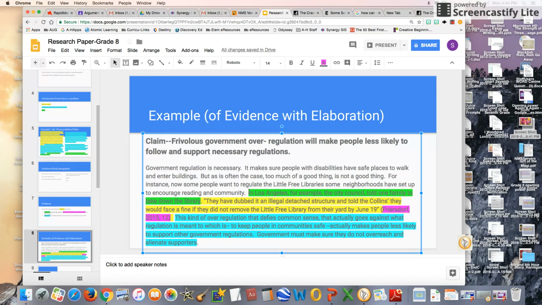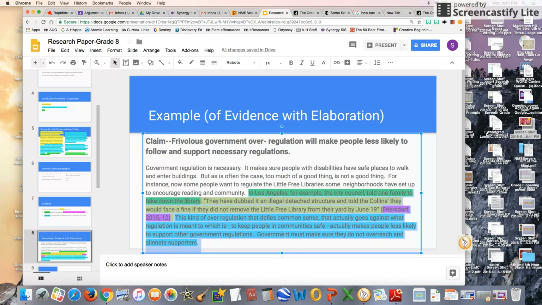Right? Now I've introduced it. I've given the quote, for my evidence, okay, that shows that they are regulating these little libraries. I've got where I got this from. Now I'm just going to explain what this meant. Okay, I'm going to tell you, yeah, this is overregulation. It doesn't make any sense. Okay, and if we keep doing this kind of overregulation, then people are going to rebel against any kind of regulation because they're going to think it all doesn't make sense. So we have to know where to draw the line. Okay, so I have all those things here.